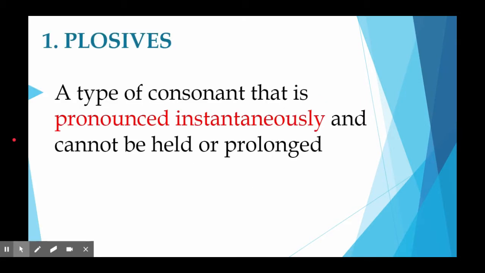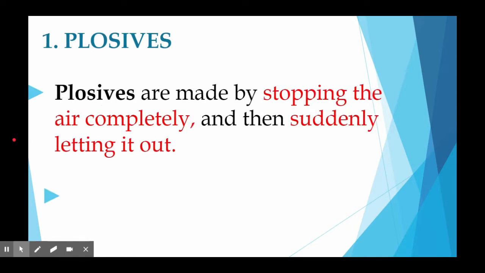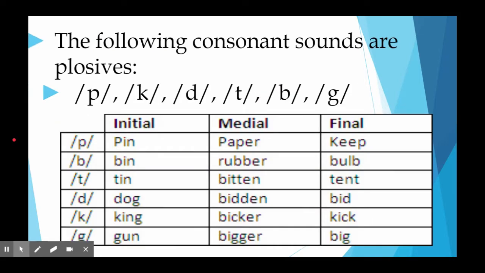The first type is what we call plosive. A plosive is a type of consonant that is pronounced instantaneously and cannot be held or prolonged. Plosives are made by stopping the air completely and then suddenly letting it out. The following are the consonant sounds, and these are the plosives.